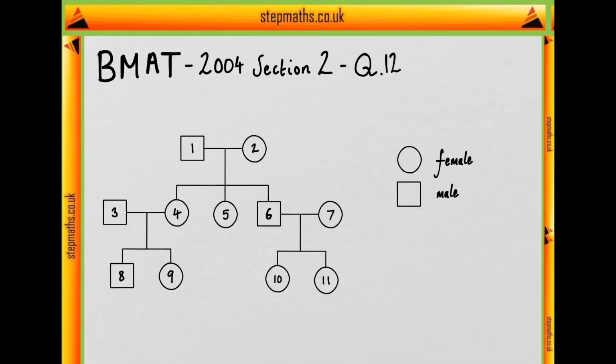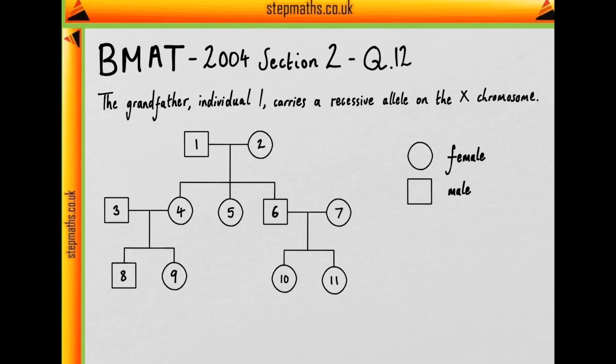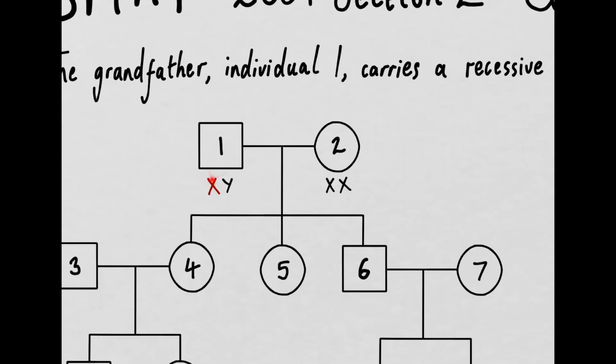Question 12, we're given the following family diagram here, and we're told that the grandfather, individual 1, carries a recessive allele on the X chromosome. So we know that males are XY and females are XX, and we're told that the male carries a recessive allele on the X chromosome.